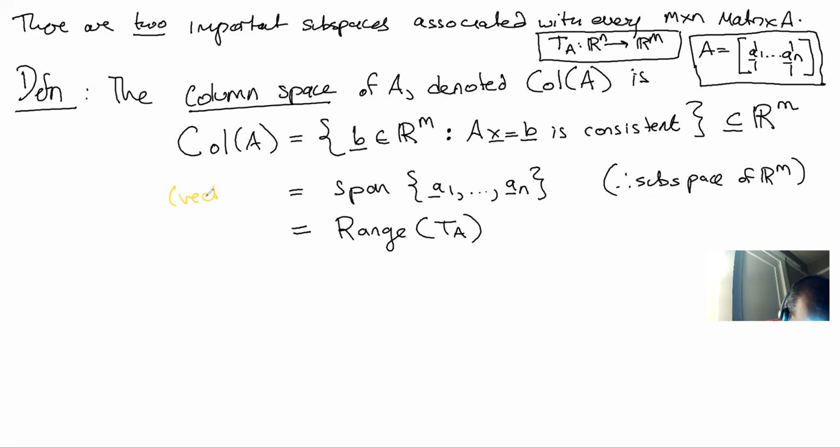So I'm just describing the same thing in three different ways. This is in the language of vectors. This is in the language of linear transformations. And the first one was in the language of a linear system. So that's the column space of A. I personally think of it usually as the span of the columns, hence the name column space. So that's one important subspace.